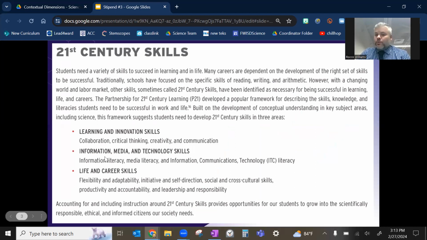But Dr. Whitworth out of Clemson really brought a lot to the table, informing us about how these other literacies can also be considered 21st century skills as well as life and career skills. What about that?